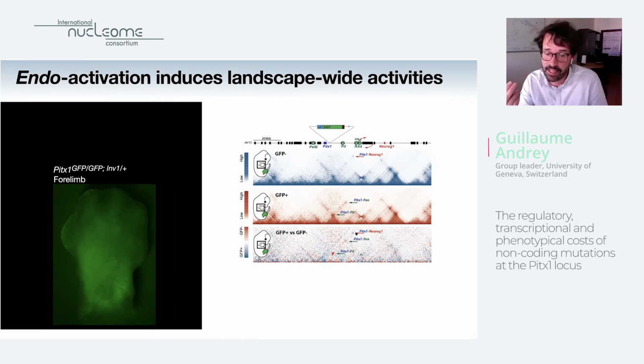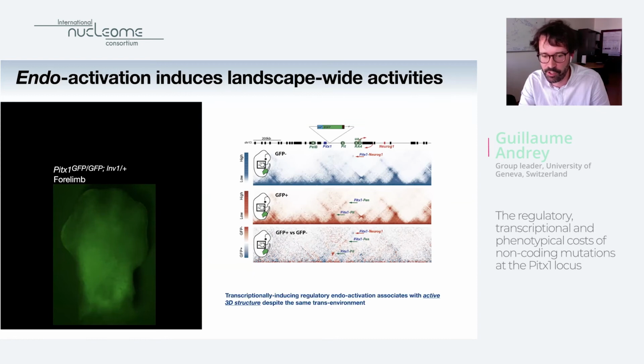So in that case, again, we see that when the structure changes, we get transcription. We need, in a way, changes in structure to really get activation of the gene. So a transcriptionally inducing regulatory endo-activation associated with active 3D structure, despite the same trans environment. I would say here that we didn't change the content of transcription factors. Here we are looking at exactly the same transcription factors. We just changed the 3D organization of the locus, and because of that, we managed to get overexpression of the gene.